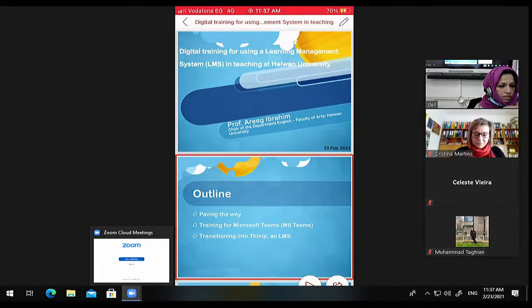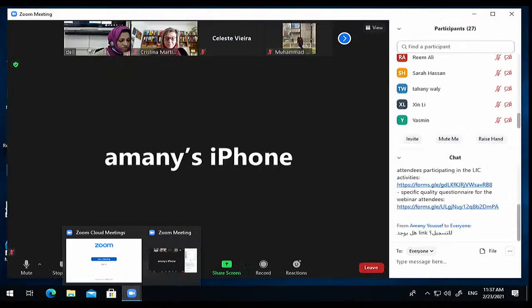The idea here I wanted to talk about is a little bit general, but it has some good applications in teaching a second language. The idea is how Helwan University started doing some kind of digital transformation.